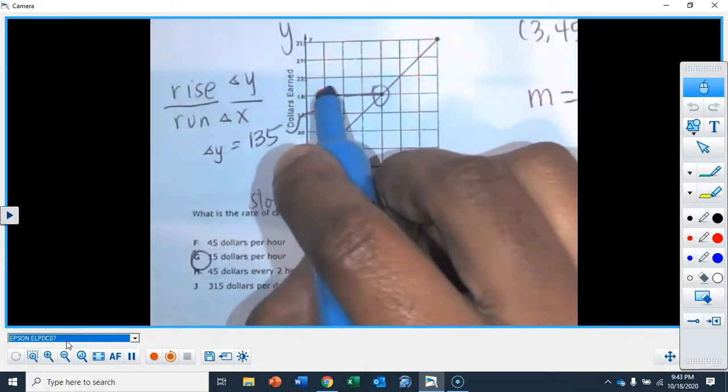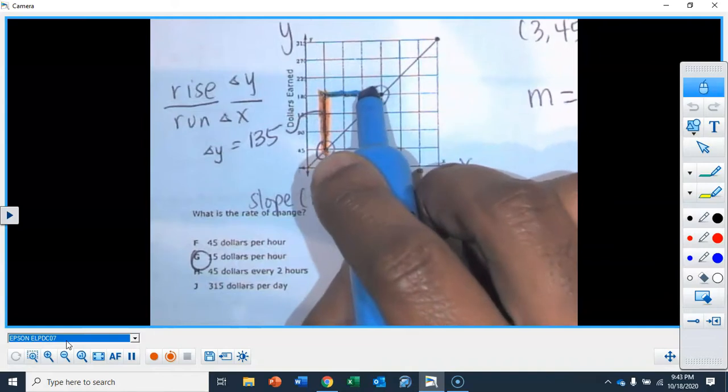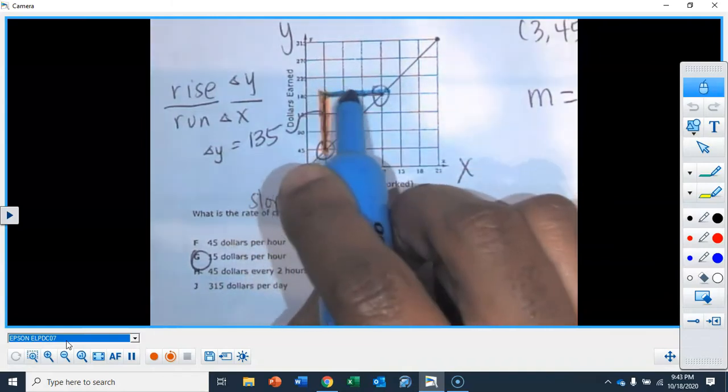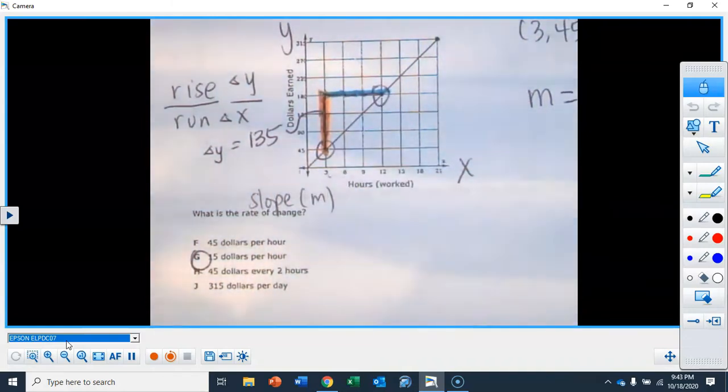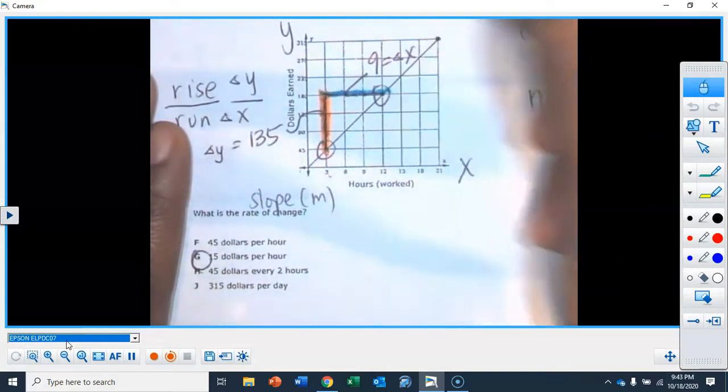This is 3. This is 3 plus another 3 is 6. And then this to here is another 3. So I went 1, 2, 3 across for my run, and 3 times 3 is 9. So this is 9, and that's my delta x.